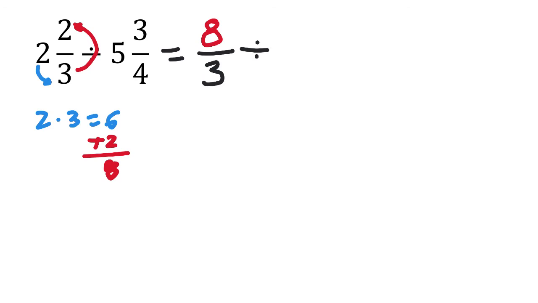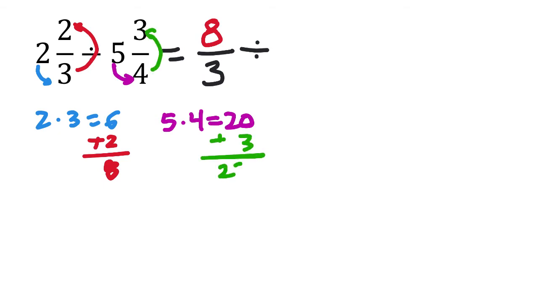And then we'll use cycle method on the 5 3/4. So that would be 5 times 4 first, which is 20. And then we'll add the 3 there, numerator, to get 23. So as a fraction, 5 3/4 becomes 23/4.